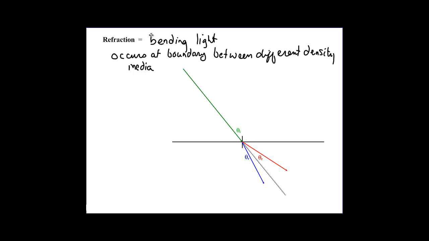If the density is different, then the speed of light will be different. So if we look at this diagram, we have our incident light ray in one medium coming up to a boundary. When it hits the boundary, it will either speed up or slow down depending on the density of the new medium compared to that of the old medium. If the medium is more dense, then the light will slow down and it will bend towards the normal.